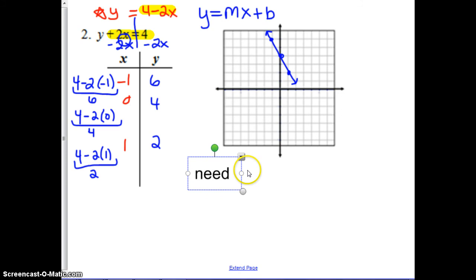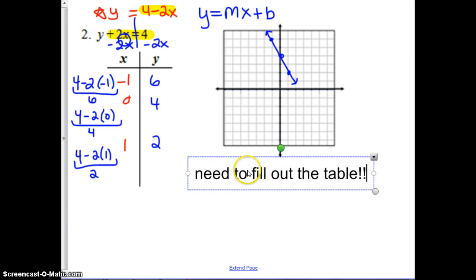So again, you need to fill out the table and then graph, please. And again, if you have any questions, don't be worried about it. You can talk to me Wednesday when I get back. But just make sure that I can see that you've tried every problem.